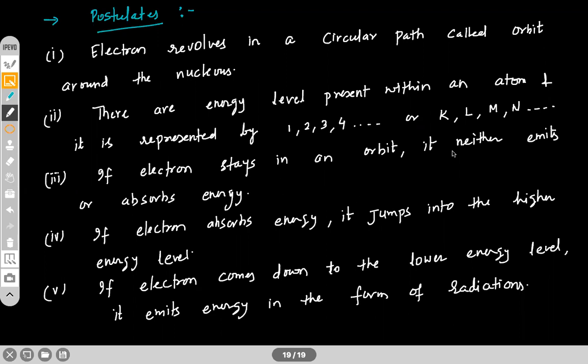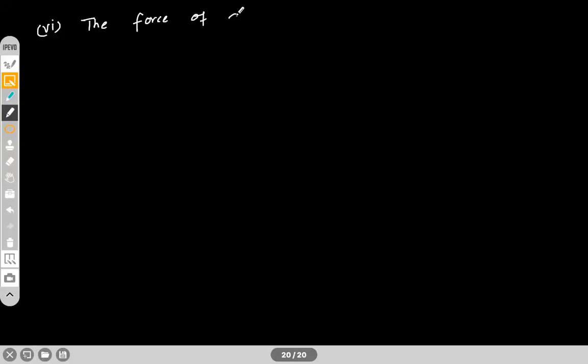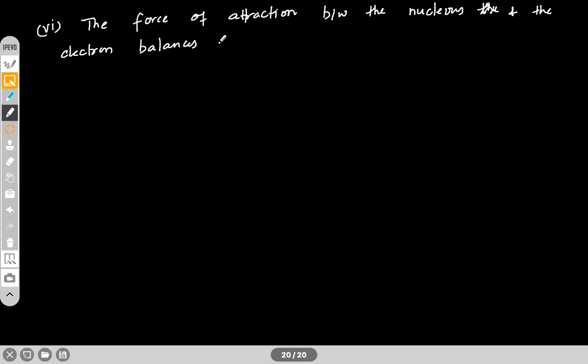Okay. Now, the last 2 points are very important here, the sixth and the seventh one. The sixth point is that the force of attraction between the nucleus and the electron balances the centrifugal force on the electron.